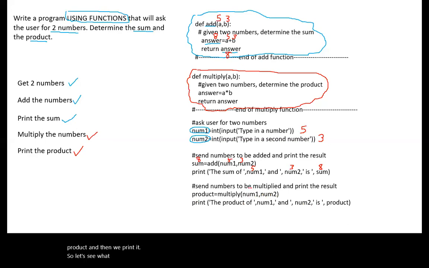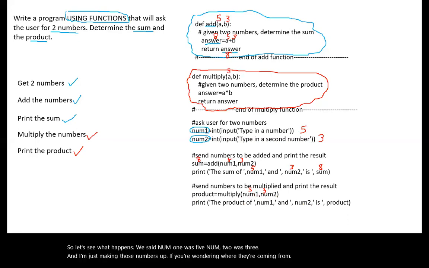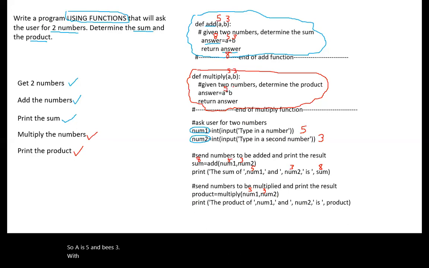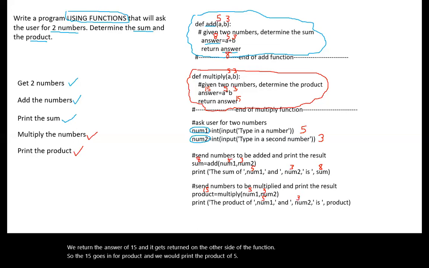We said num1 was 5, num2 was 3. And I'm just making those numbers up if you're wondering where they're coming from. So A is 5 and B is 3. We'd multiply 5 by 3 and get an answer of 15. We return the answer of 15 and it gets returned on the other side of the function. So the 15 goes in for product and we would print the product of 5 and 3 is 15.